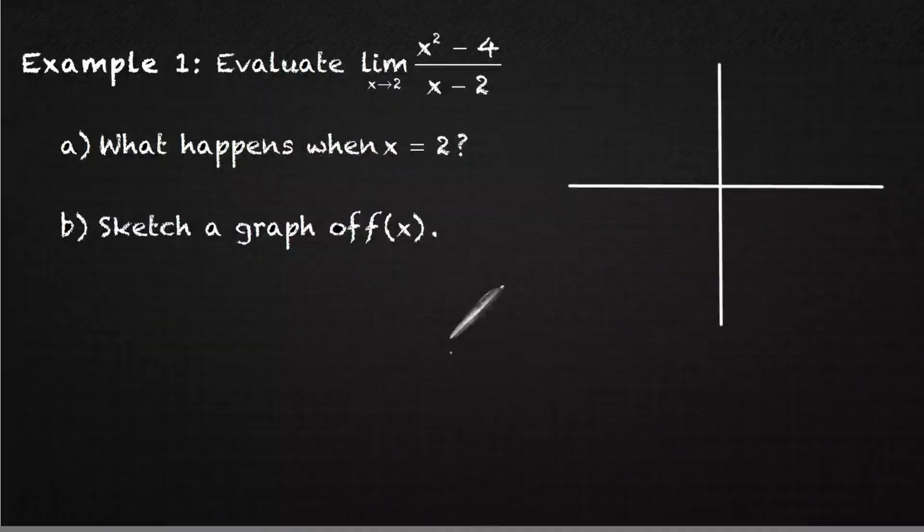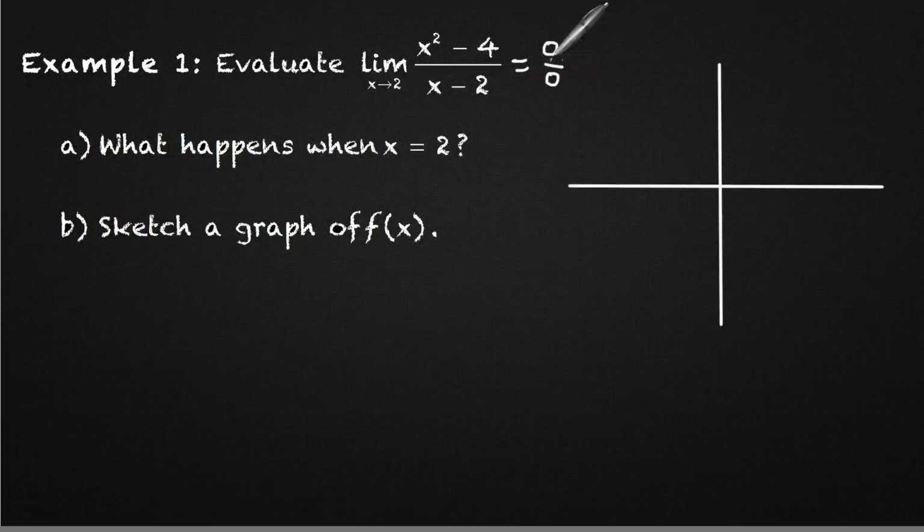Okay, today we're going to talk about limits. The basic question you want to ask with a limit is, as x is approaching a particular value, what is the y value of that function approaching at the same time? So essentially, if we plug in 2 here, we're going to get 4 minus 4, which is 0. And on the bottom, we also get 0.